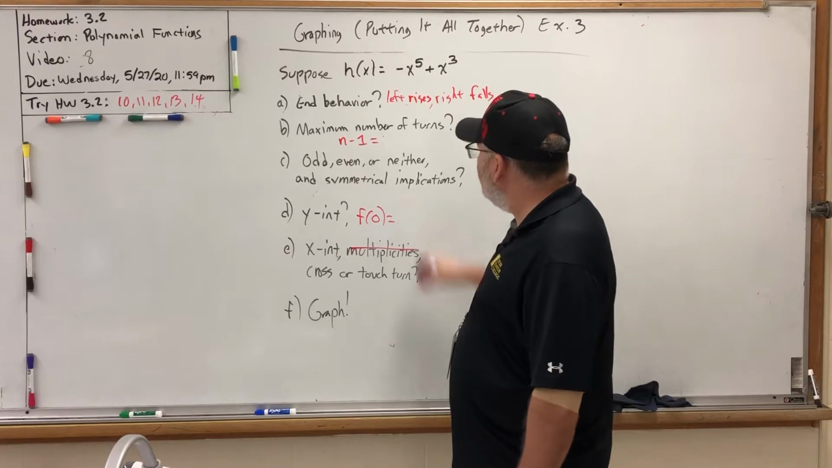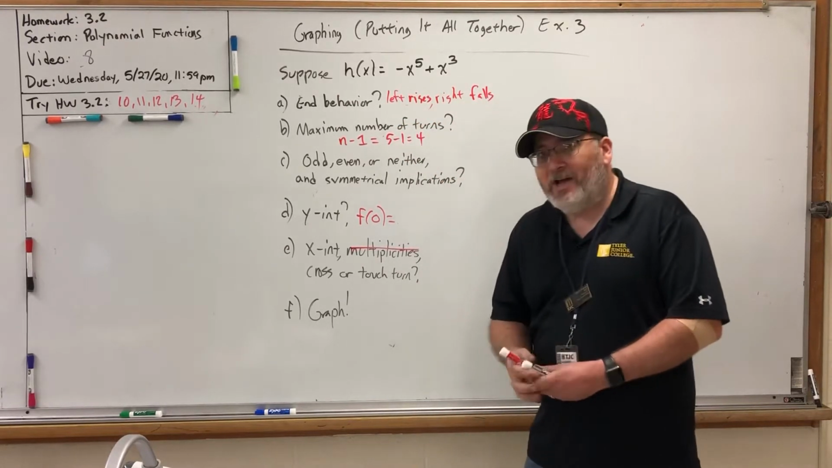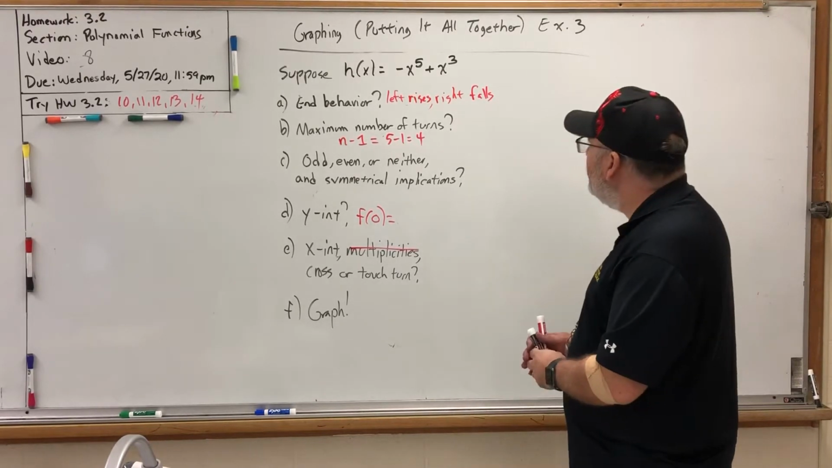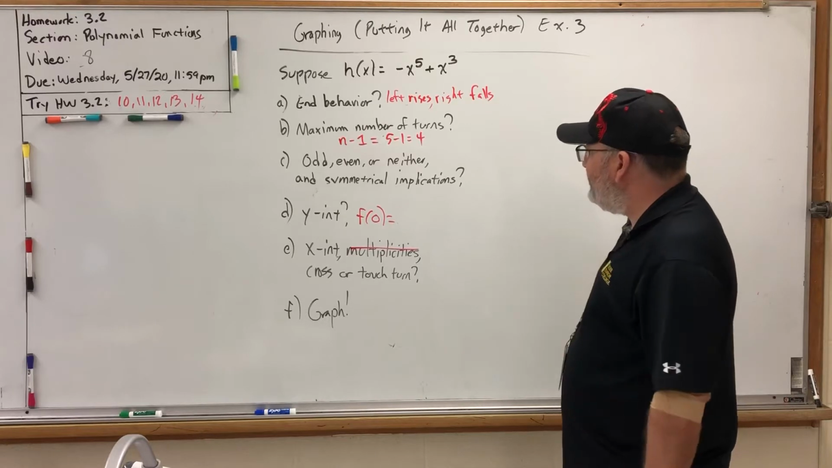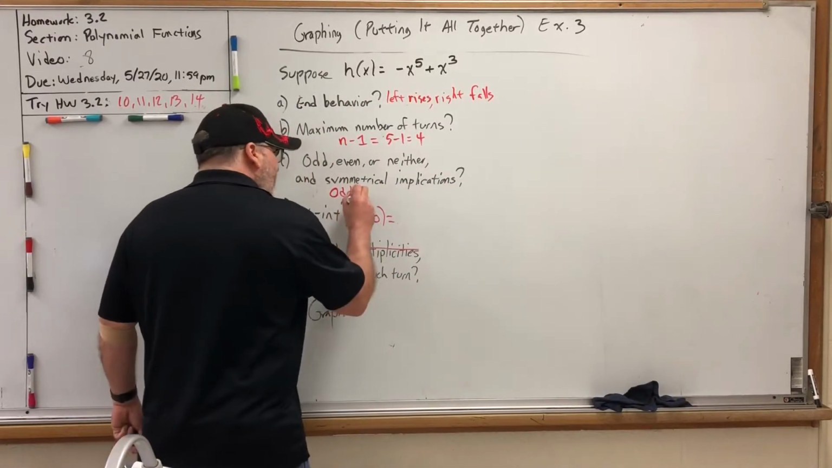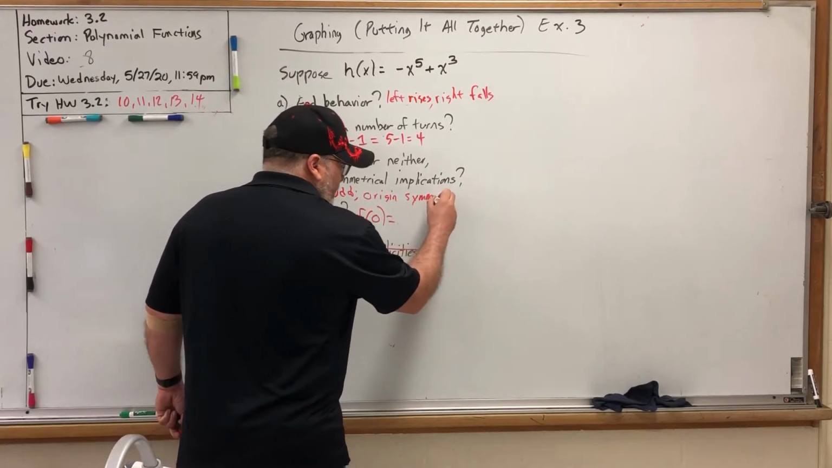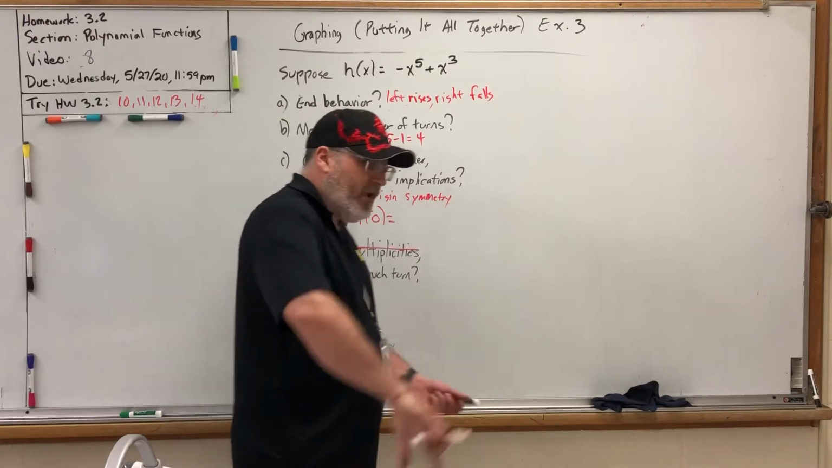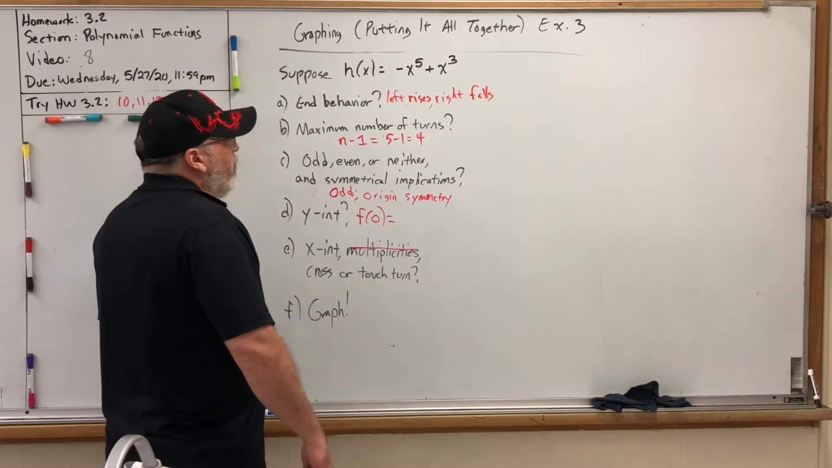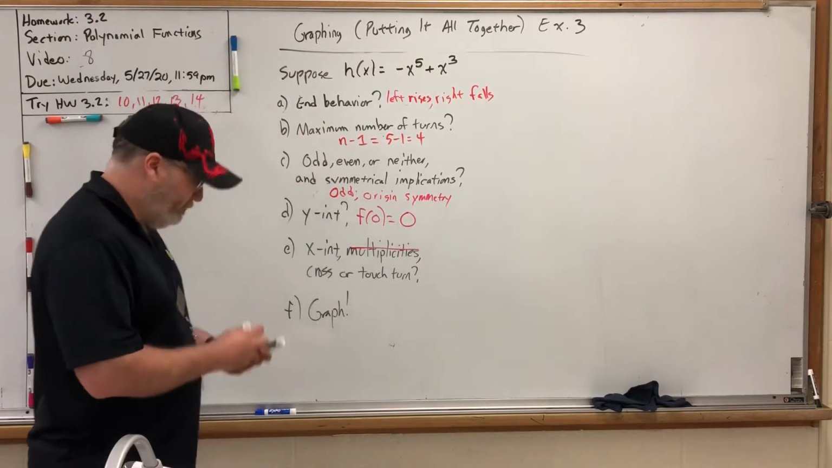The maximum number of turns is 5 minus 1, which equals 4. So it can turn 4 times, or it can turn 2 times, or it can turn no times. I think it's pretty obvious this is an odd function because all the powers are odd. And that means that it's going to have origin symmetry, which means that if we get one side of the graph, we can rotate it 180 degrees to get the other side. The y-intercept is pretty easy. If we plug in 0, we'll get out 0 on this one.